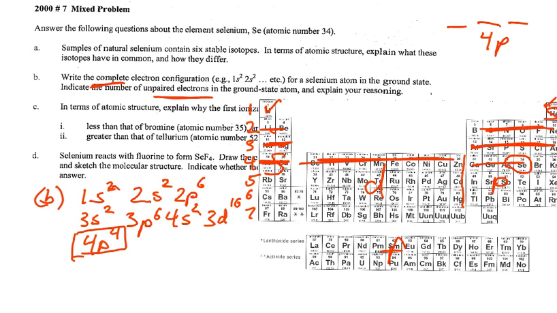So this is a 4p orbital, and we're going to put 4 electrons in it. So 1, 2, 3, 4. And you remember we were following Hund's rule by spreading them out first. So our answer is there are 2 unpaired electrons.